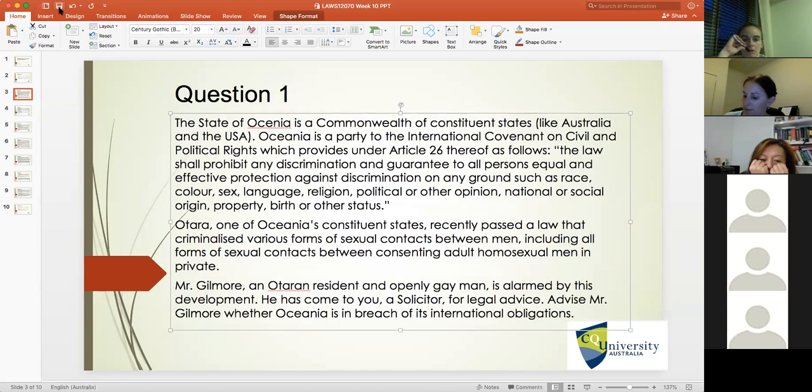Otara, one of Oceania's constituent states, recently passed a law that criminalised various forms of sexual conduct between men, including all forms of sexual conduct between consenting adult homosexual men in private. Mr. Gilmore, an Otarian resident and openly gay man, is alarmed by this development. He has come to you, a solicitor, for legal advice. Advise Mr. Gilmore whether Oceania is in breach of its international obligation.